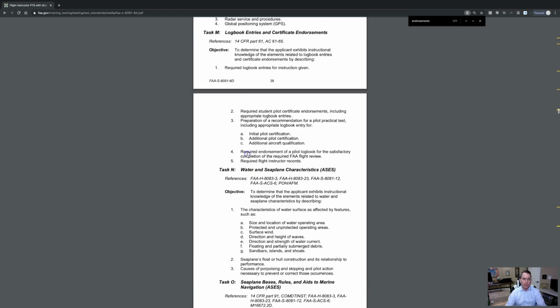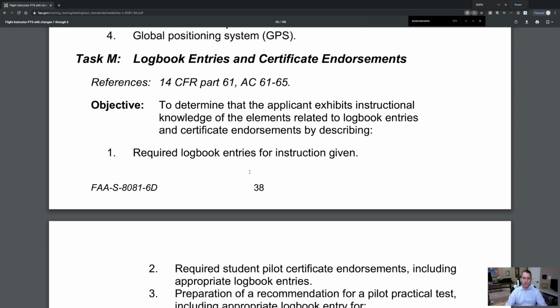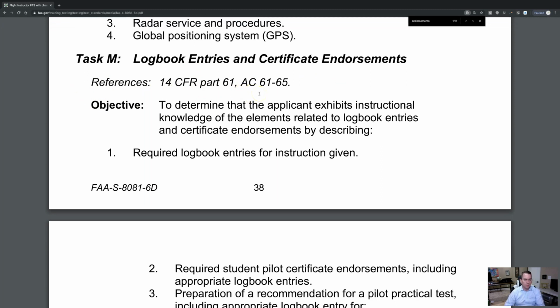So let's look and see what we have for required logbook entries and endorsements. And I'll make this a little bit bigger on your screen here so we can see what's going on. You won't have to strain your eyes. So it looks like we have your Task M, logbook entries, and certificate endorsements. And this is referencing 14 CFR Part 61 and the advisory circular 61-65, whichever the most current one is at the time of you watching this video. Right now, I know it's currently sitting at 61-65H. That's the current one, but you never know.